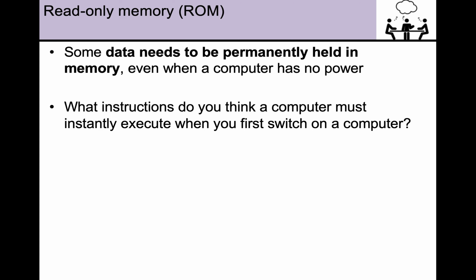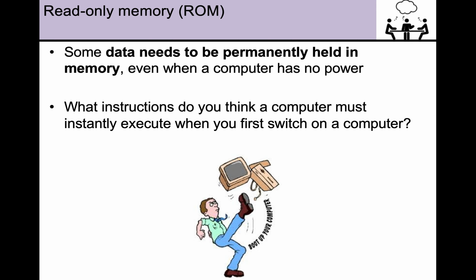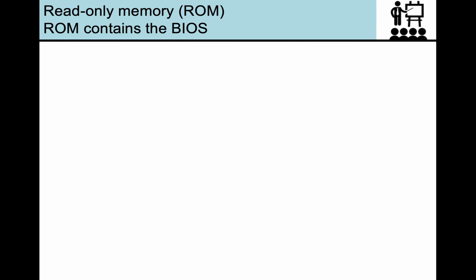And another question to think about is, what instructions do you think a computer must instantly execute when you first switch on a computer? So if RAM's empty and data and instructions are fetched from RAM, and I switch on my computer, well, there's not going to be anything in there to fetch. So here's a little hint. The first instructions that you actually fetch are the instructions to boot up your computer. That doesn't literally mean kicking your computer. It means to start your computer.